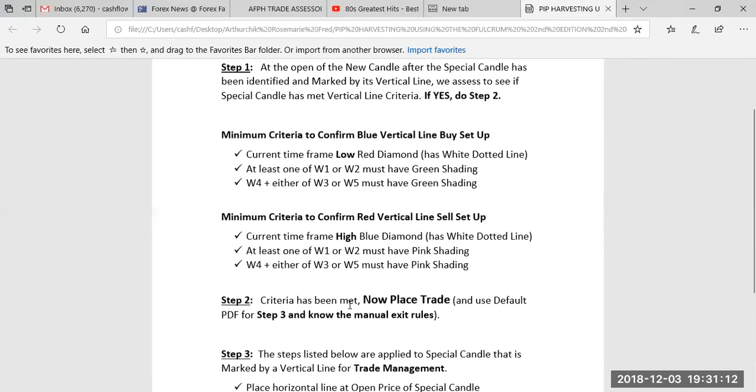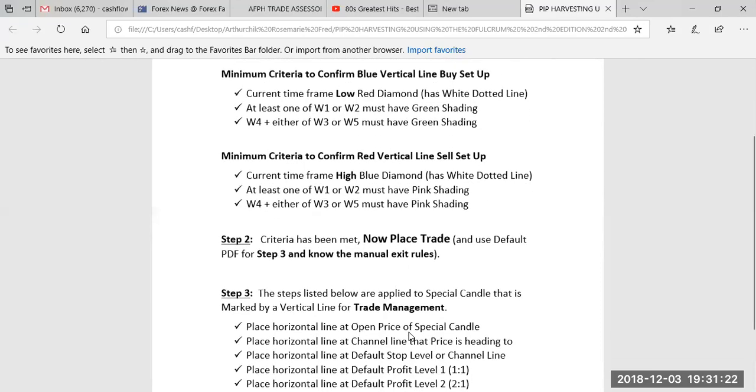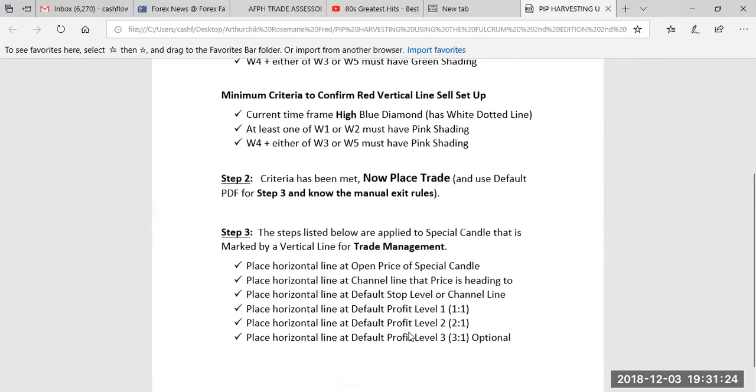Step two says criteria has been met, place trade, and use the default stock level PDF for step three, and no manual exit. So pretty much step two is placing the trade. Your smiley face will put your stop levels, and then you're doing step three. Step three is marking out all your trade management, which will determine where you drag your stop level to and where you take profit to.